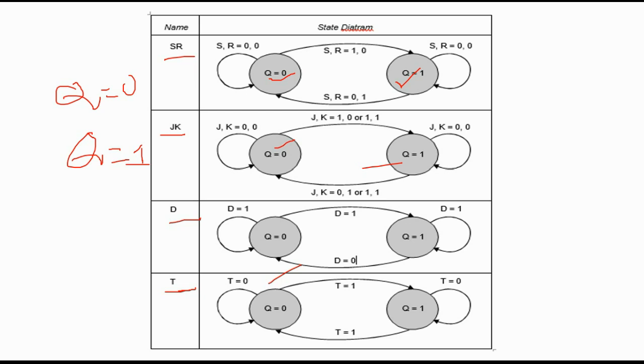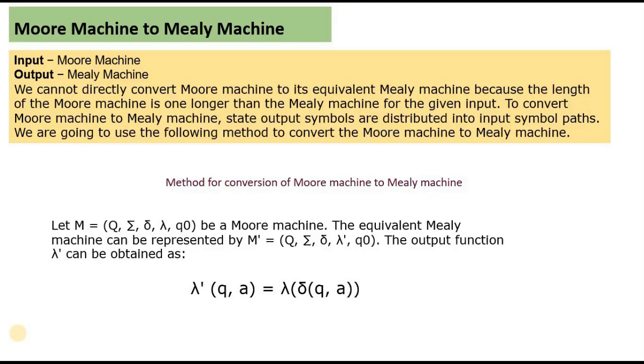So you just go through the state tables of the SR, JK, D and T flip-flops, from which you have built these state diagrams. I have already explained how to build the state diagram from the state table. That's why you need to understand. The next topic I am going to teach here is Moore machine to Mealy conversion.